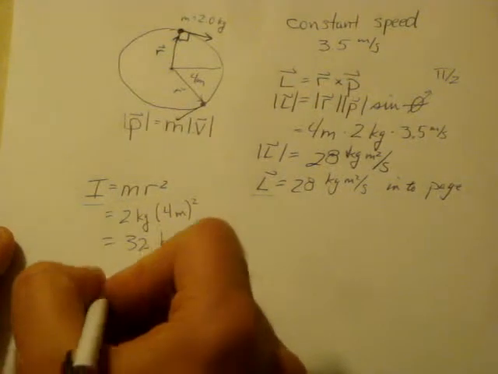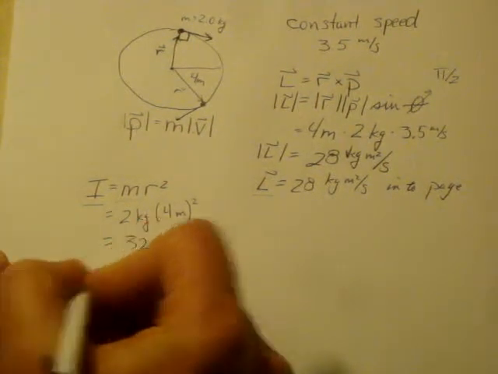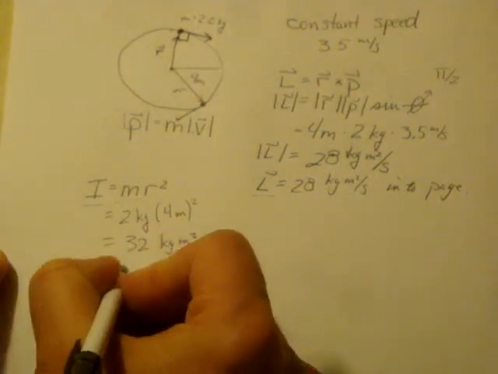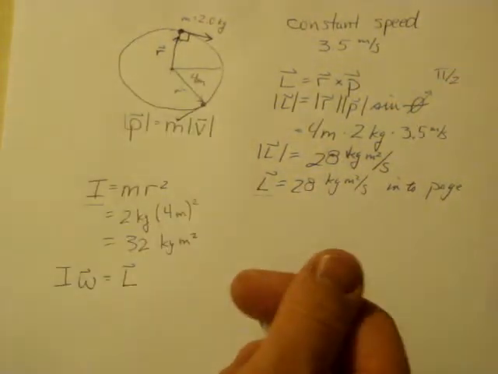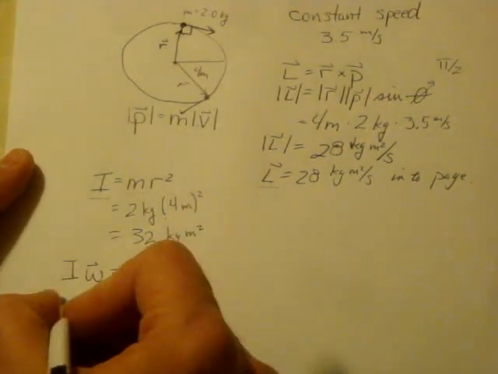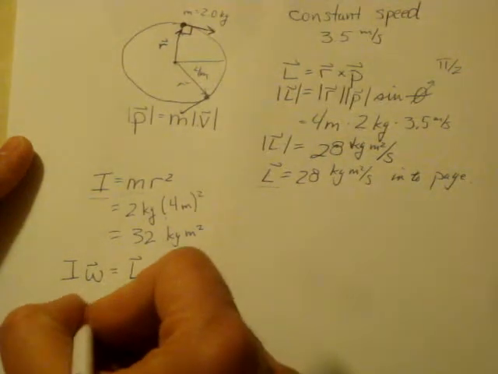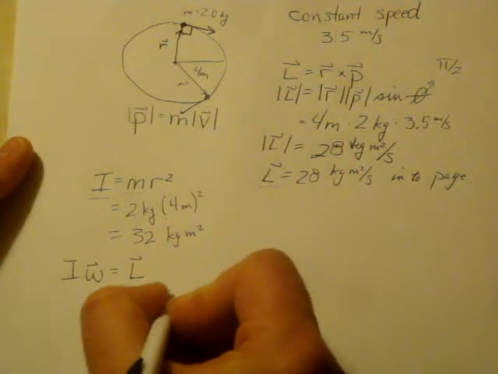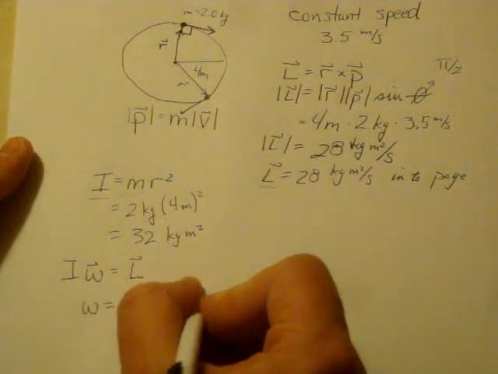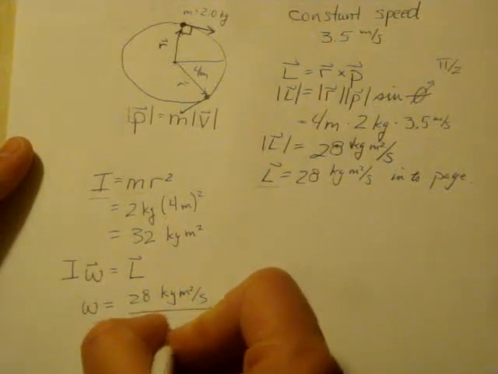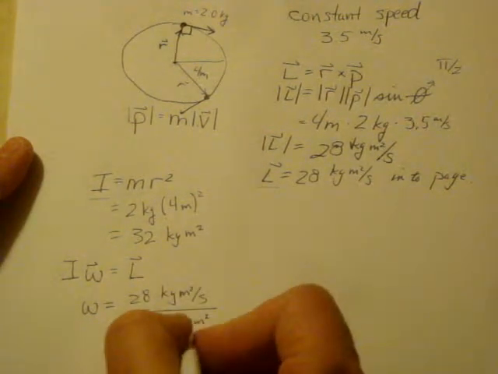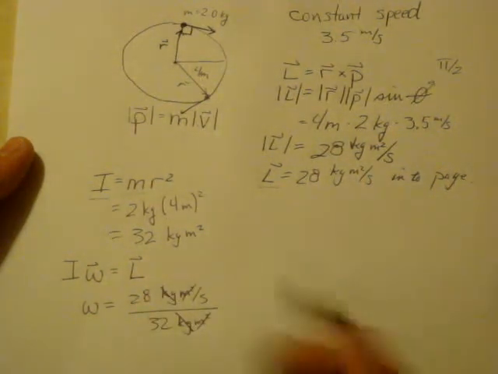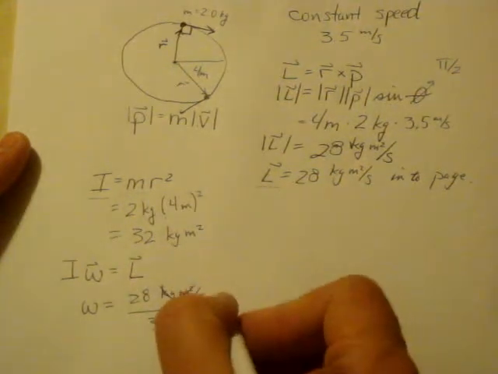What's omega? We know that the moment of inertia times the angular velocity is equal to the angular momentum, and if we want to include the direction, that's great. We can plug in the numbers we solved for previously. So the angular velocity is equal to 28 kilogram meters squared per second divided by 32 kilogram meters squared. What happens to our units? Our kilograms cancel, meters squared cancels, and we get 1 over seconds, which is what we would expect. Radians, remember, is a unitless quantity.